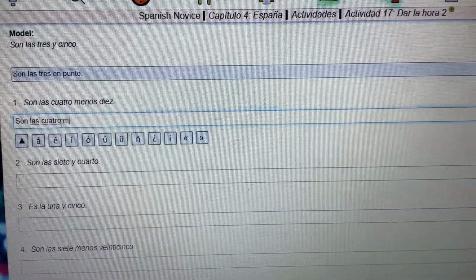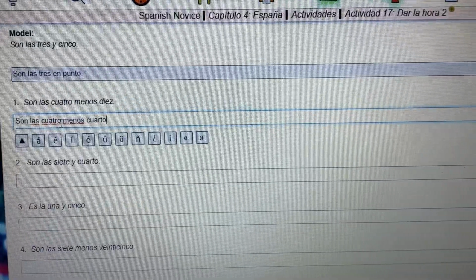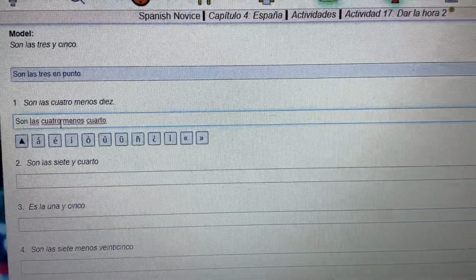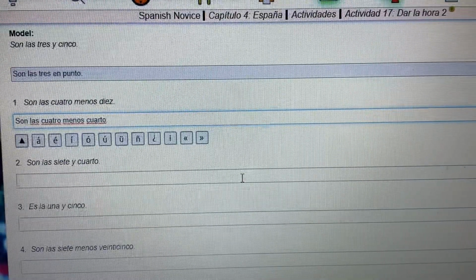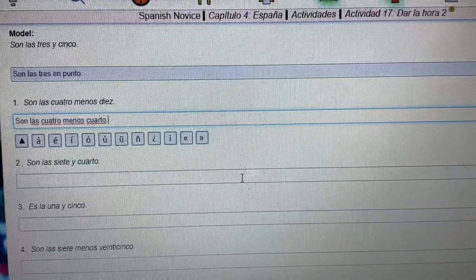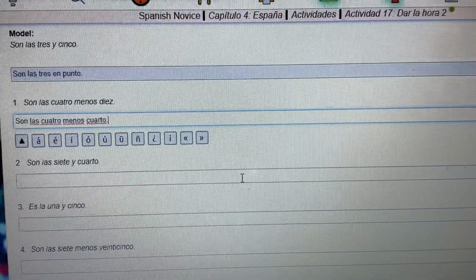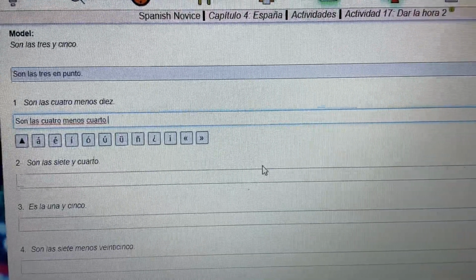4 menos cuarto. So that one's a little bit crazy. Make sure that you have the spelling right. Son las 4 menos cuarto. I have to say it's 4 minus a quarter. So now we have the correct answer. Okay, number two.